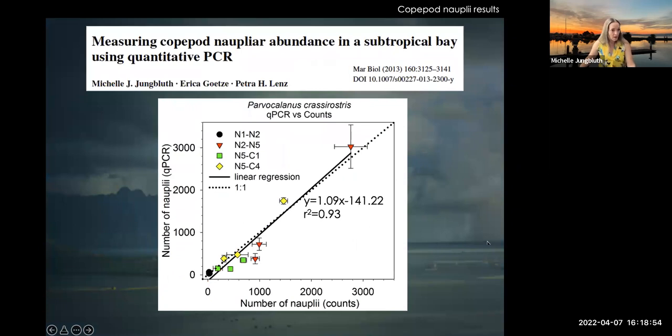So doing that workflow, I found that there was a very nice one-to-one relationship between the count in split paired samples, the counted number of nuclei in a split paired sample, and the qPCR estimated number of nuclei. So it seemed to work really well to estimate the abundance of these species.